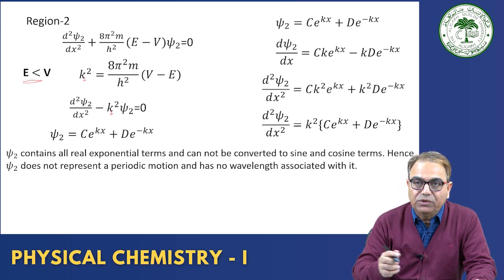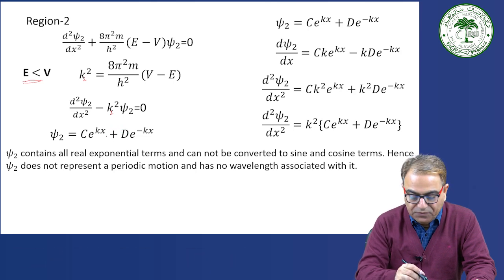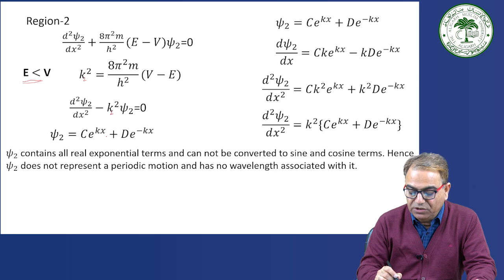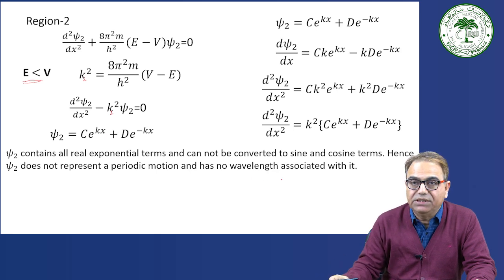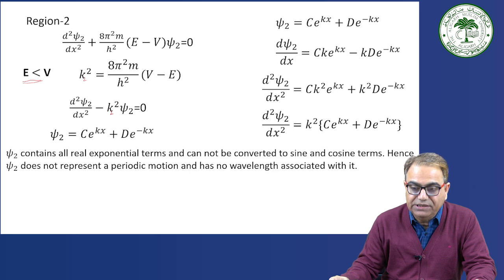What does this psi 2 tell you? This is not an imaginary function. It's a real function. So it cannot be converted into sine and cosine, and it's not a periodic function. So this psi 2 does not report a periodic motion and has no wavelength associated with it, for region 2 when E is less than V.